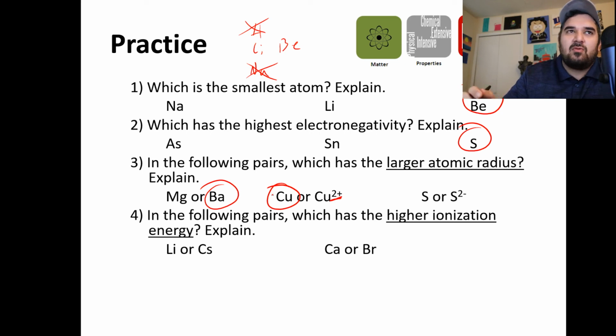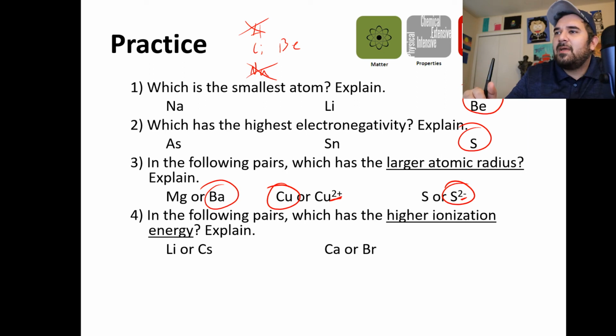We talked about this one last class, I believe. All right, next we have sulfur and then sulfur 2 minus. So this one actually has 2 more electrons. Because it has a greater negative charge, that means it gained electrons. Because it gained electrons, that means it became larger. Sulfur 2 minus is going to be the correct answer here.